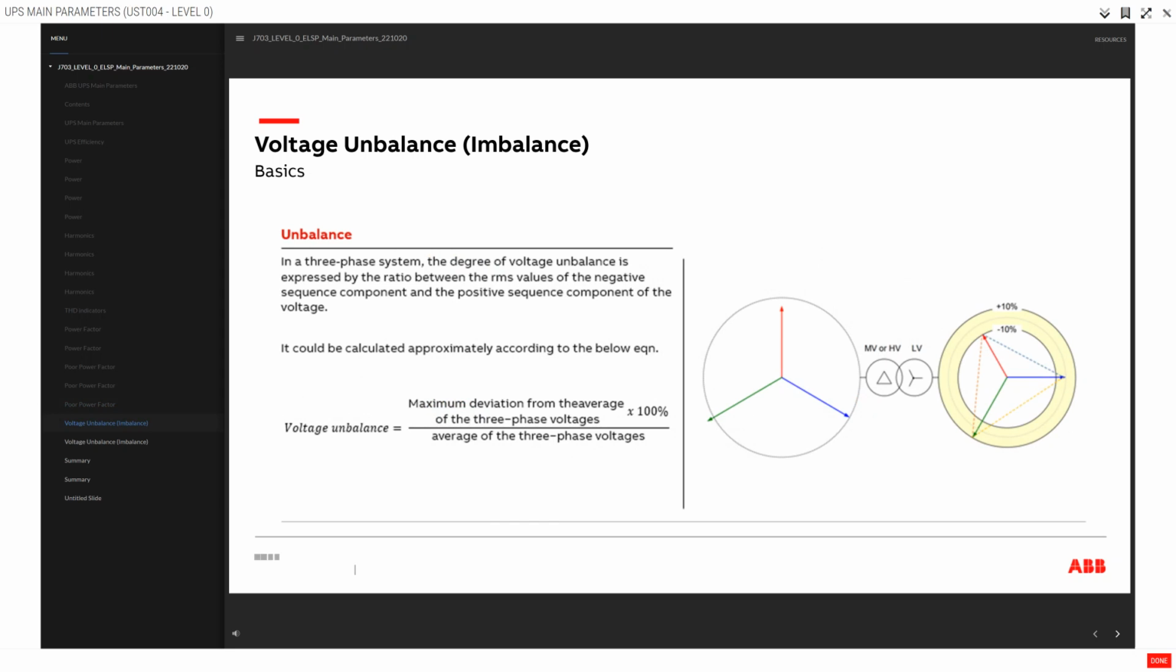Voltage unbalance. In a three-phase system, the degree of voltage unbalance is expressed by the ratio between the RMS values of the negative sequence component and the positive sequence component of the voltage. It could be calculated approximately according to the below equation.